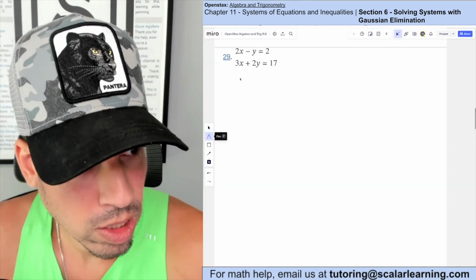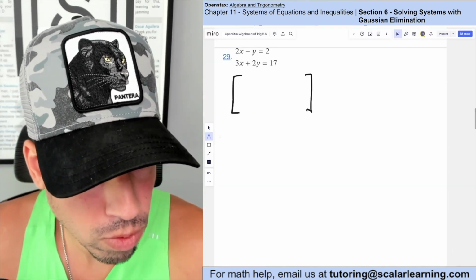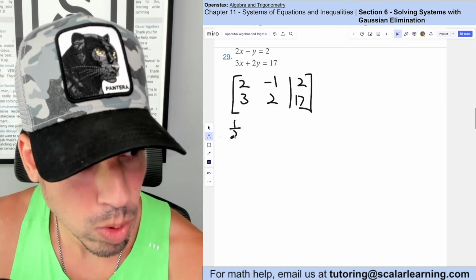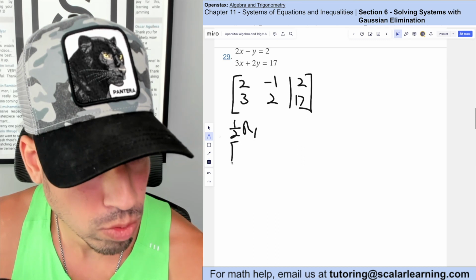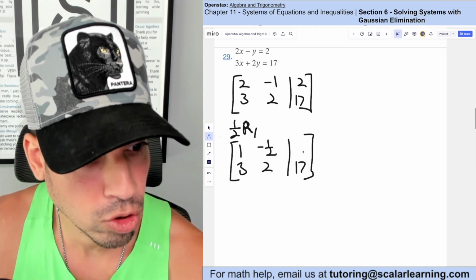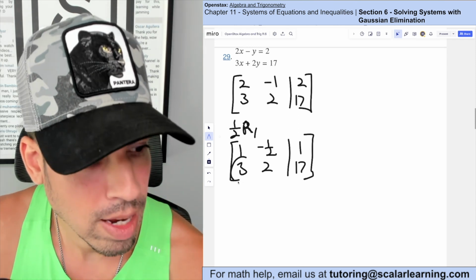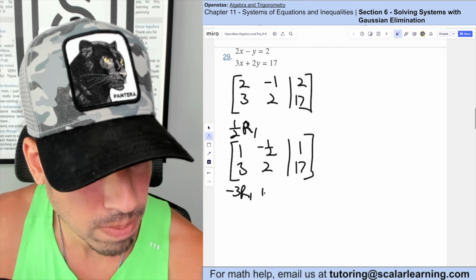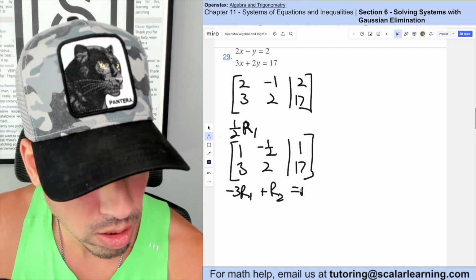Done. So for this one, let's put it into matrix format first and foremost. All right, so first let's start with this. We're going to flip that to a 1 by multiplying row 1 by 1/2. Let's write it out. Half of 2 is 1. Half of negative 1 is negative 1/2. Half of 2 is 1. Great. Now let's flip that to a 0. I'm going to multiply row 1 by negative 3 and add it to row 2 to get our new row 2.